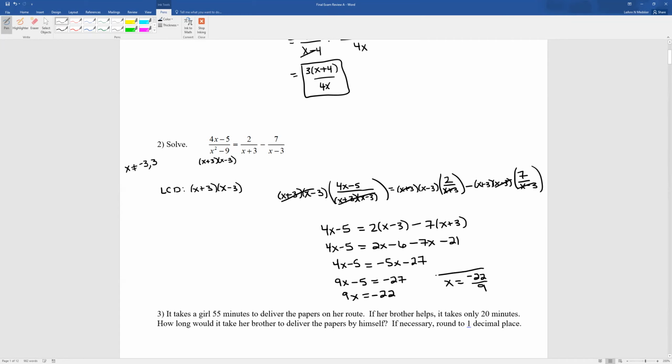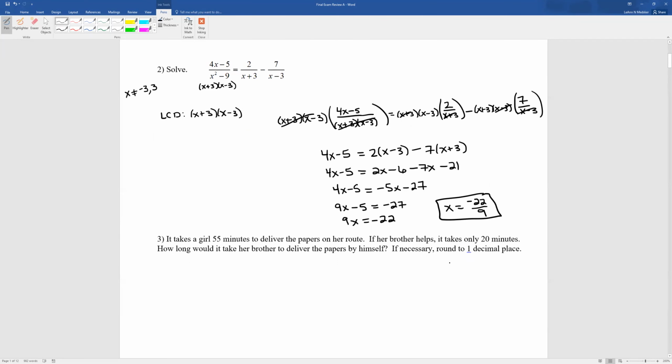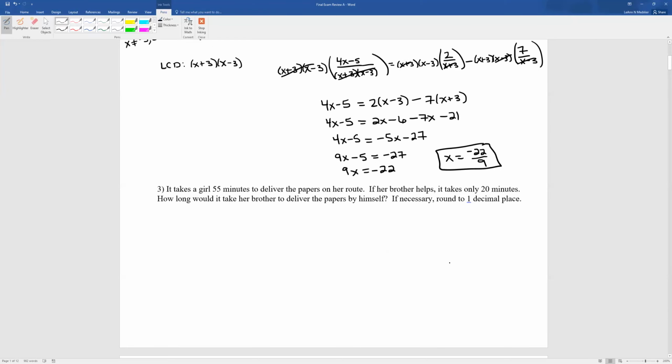Now, as long as we haven't made any arithmetic errors and we've checked it against our restricted values at the top, if this answer does not match those and we've done everything correctly, then the answer should be good. So the answer is x equals negative 22 over 9. If you wanted to be very sure, you can obviously show the check. Use your calculator, work that out.